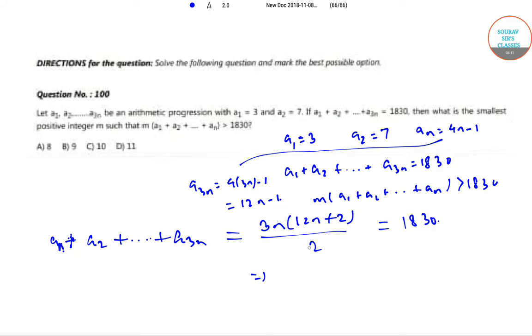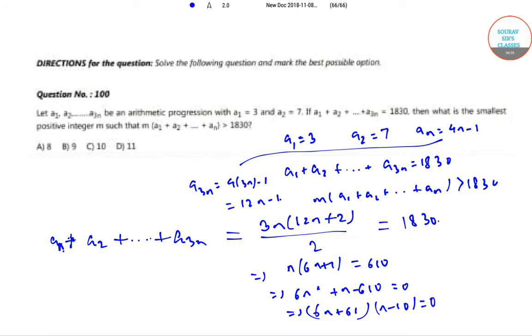From here we get n into (6n plus 1) is equal to 610, or 6n squared plus n minus 610 is equal to 0. So (6n plus 61) into (n minus 10) is equal to 0. From here we get n is equal to 10, since n is an integer.